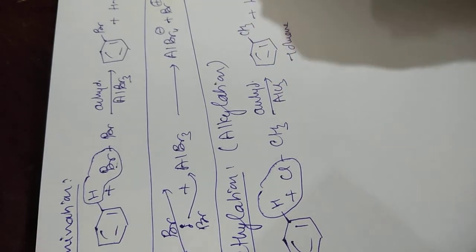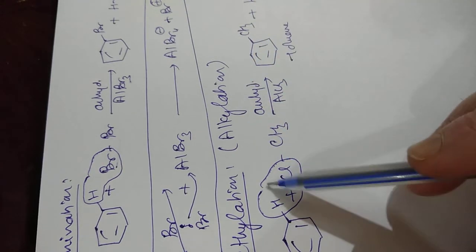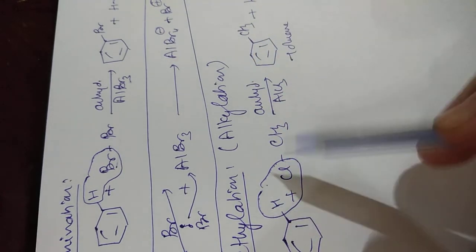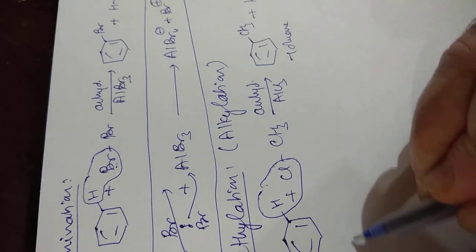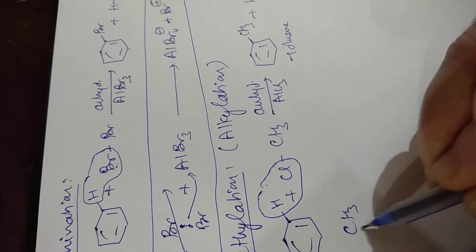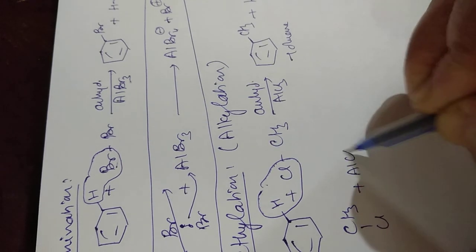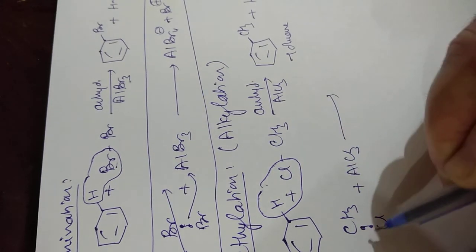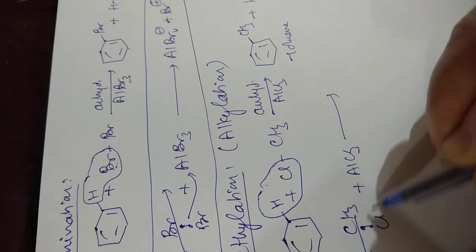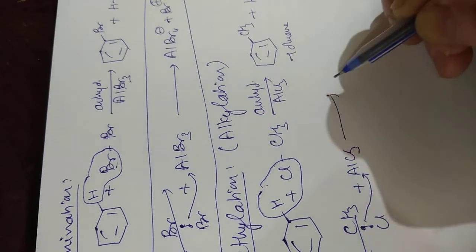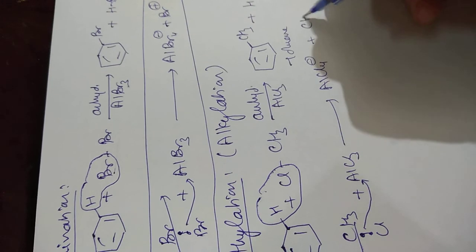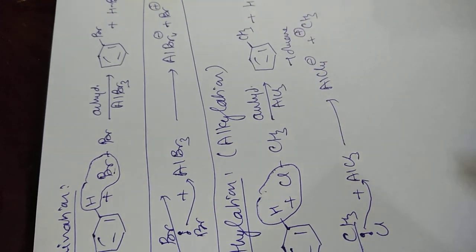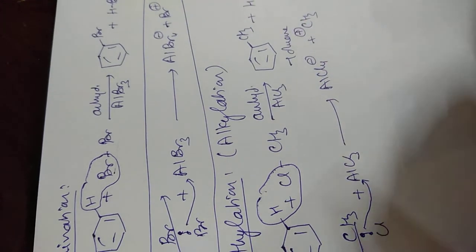Once again I will repeat, this is just for the sake of simplicity we have removed the HCl directly. Otherwise what happens? First of all, CH3Cl will react with anhydrous AlCl3. Heterolytic fission will take place. Cl- will go with AlCl3 and electrophile CH3 plus will generate, which will attack the benzene ring.